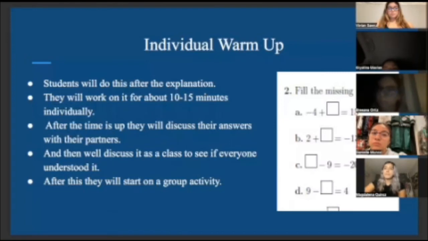Then we'll do a warm-up. On the side, this is a warm-up worksheet that we would do. The students will work on it individually for about 10 to 15 minutes. After that time is up, they will discuss their answers with their partners, and then we'll all discuss it as a class to see if everyone understands it. If they do, then we'll start on the group activity next.